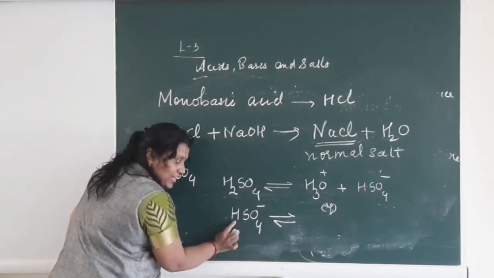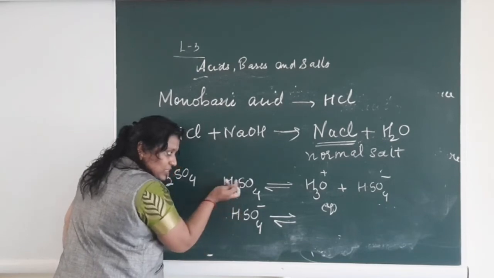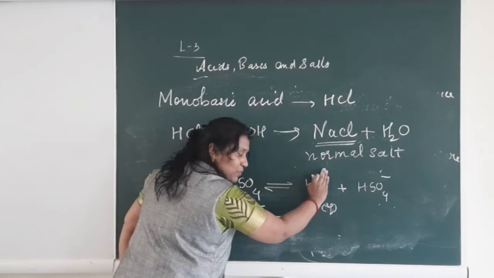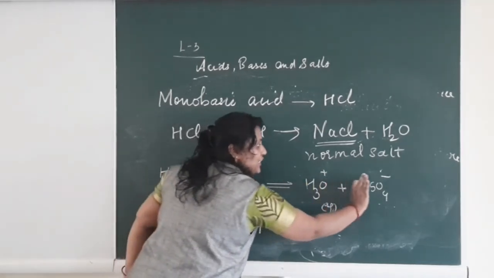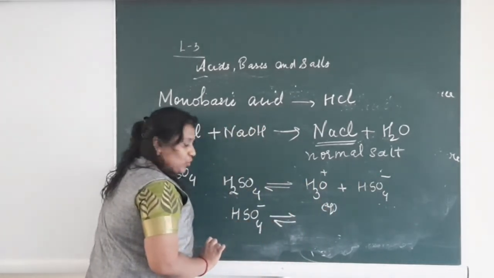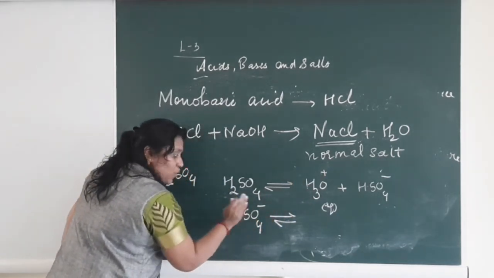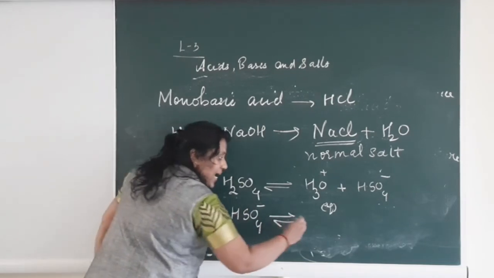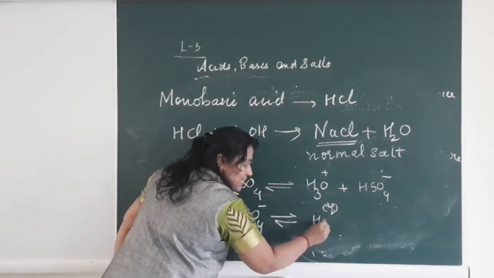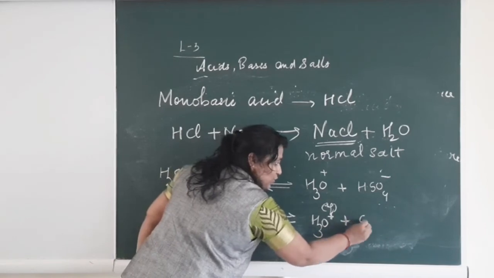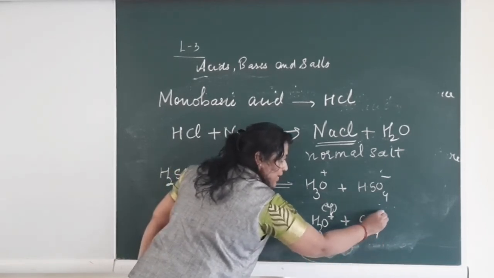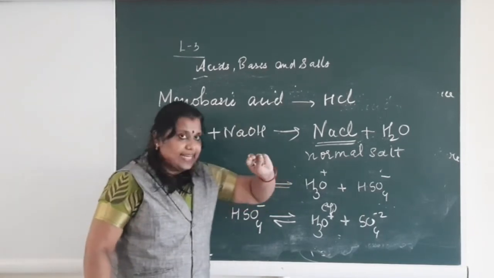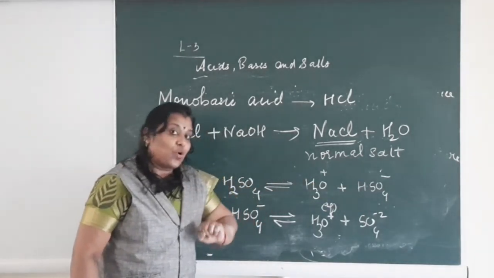Look at this carefully. In the first step, I have removed just 1 H plus, in the form of hydronium ion. What is the remaining part? It is HSO4 minus. In the second step, what can this HSO4 minus do? It can remove the remaining H, and you get SO4 2 minus.